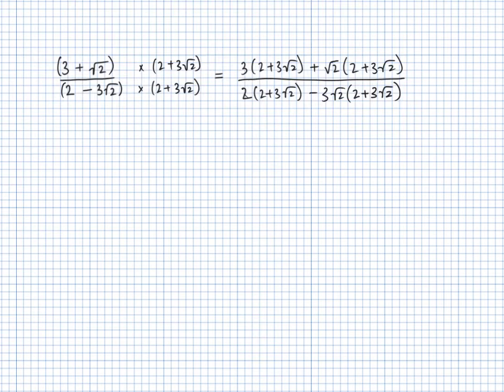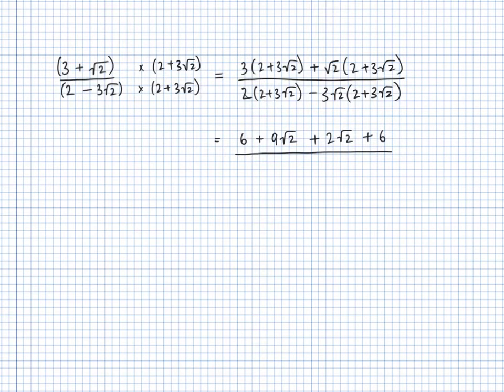So I'll have at the top, I'm going to have 6 plus, so now 3 times 3 root 2, that's going to be 3 lots of 3 root 2, that's 9 root 2. 9 root 2 plus 2 root 2, and then this one, root 2 times this bit here, 3 root 2 times root 2 is just 3 times 2, which is 6, plus 6. It's going to be all over.